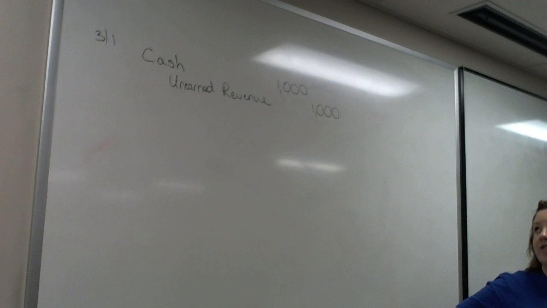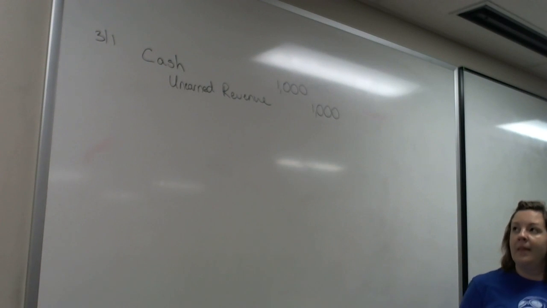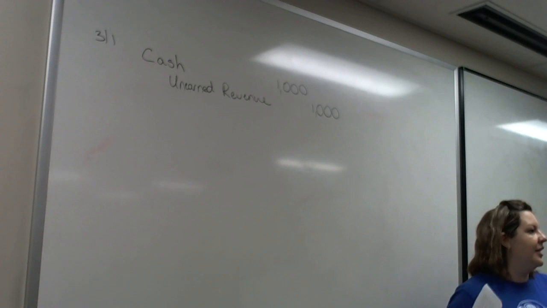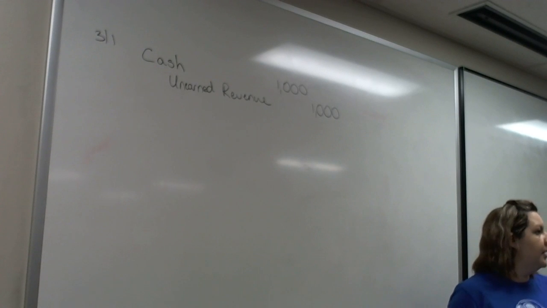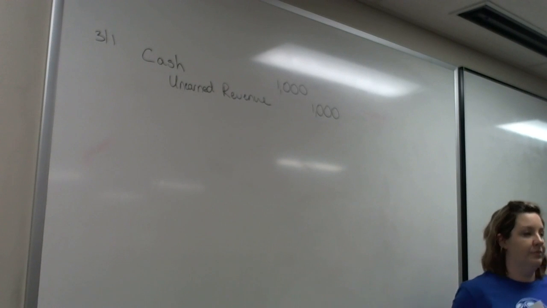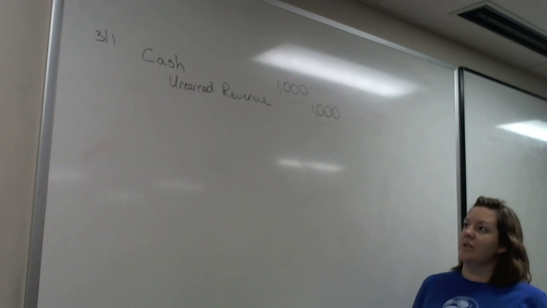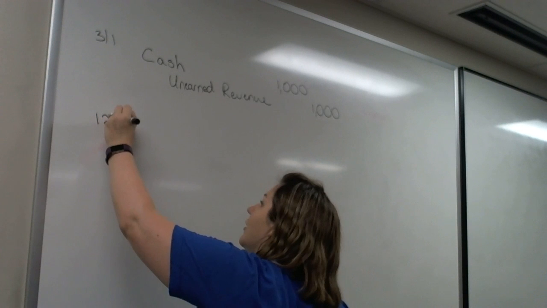And so we recognize cash of $1,000 and unearned revenue of $1,000. Okay. And then say it's now the end of the year and we need to recognize how much of that revenue is actually earned. So it could be the full amount, it could be part of it, it depends on what type of subscription it is. So we're just going to pretend 700 of it was earned at the end of the year.